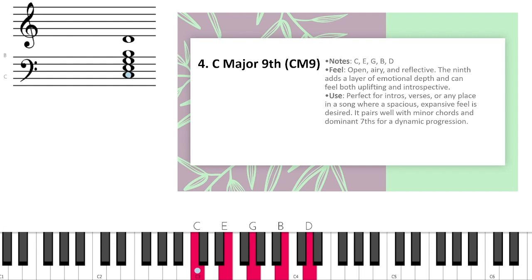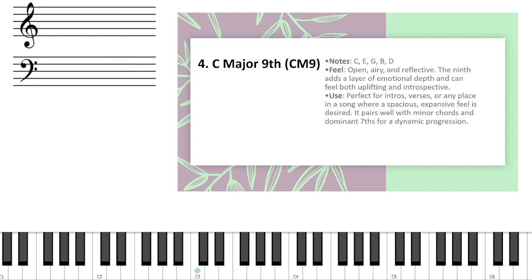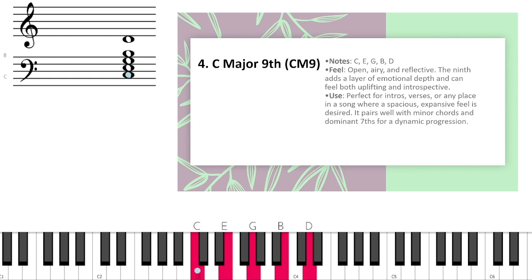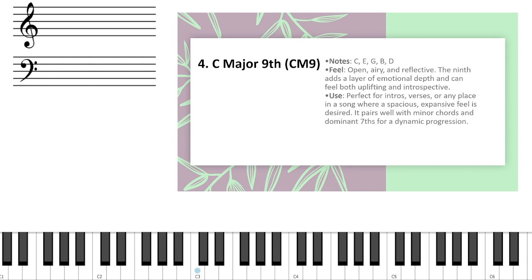So now we have accounted for C, D, E, G, A, and B. The only note that we haven't accounted for in the chords is F, because we've done this, we've done this, we've done this. So I hope these are making you feel more comfortable.